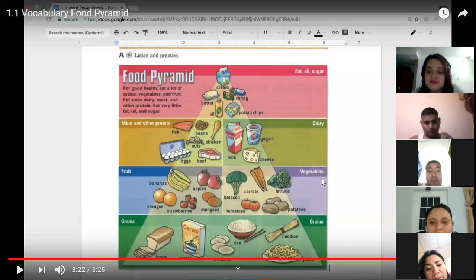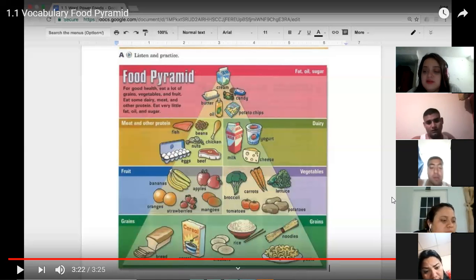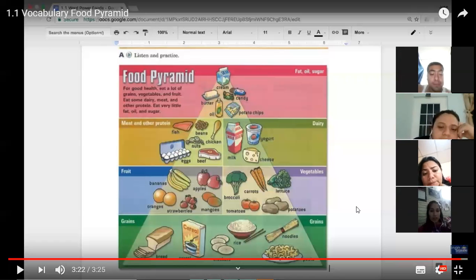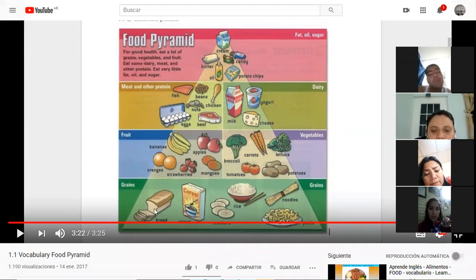Vegetables. The first E is not pronounced, so vegetables. Very good. Okay. Broccoli. Carrots. Lettuce. Tomatoes. Potato. Very good. Okay.